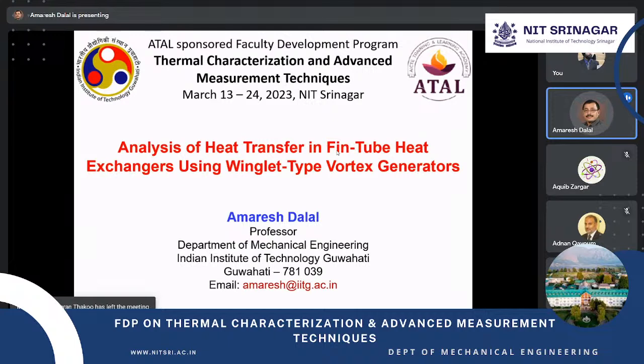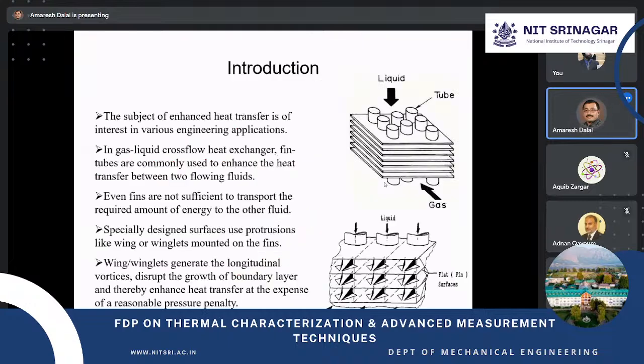In addition to adding the fin, we will show that if we add some vortex generator, which is called winglet type vortex generator, on the fin, then there will be a change in the fluid flow velocities, which actually enhances the heat transfer. Through some examples which we solved in our group, you can see how we get the enhancement in the heat transfer using vortex generators.